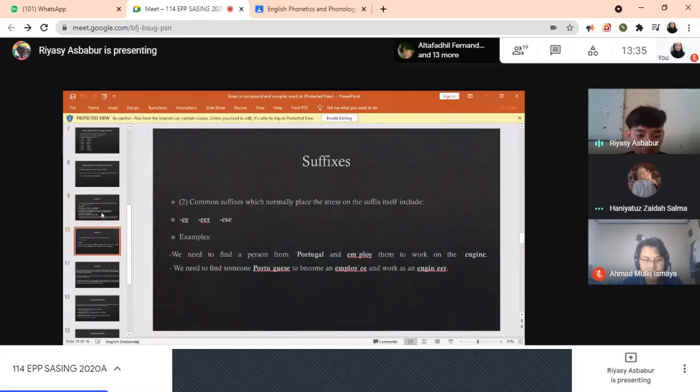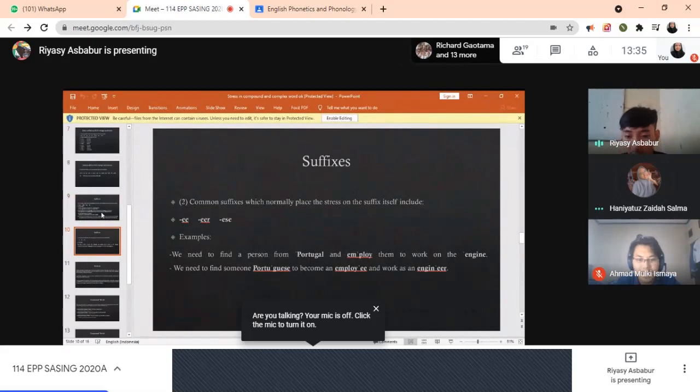Second one, common suffixes which normally place the stress on the suffix itself include -ee, -eer, -ese. Example, we need to find a person from Portugal and employ them to work on the engine. We need to find some Portuguese to become an employee and work as an engineer. Okay, next example.